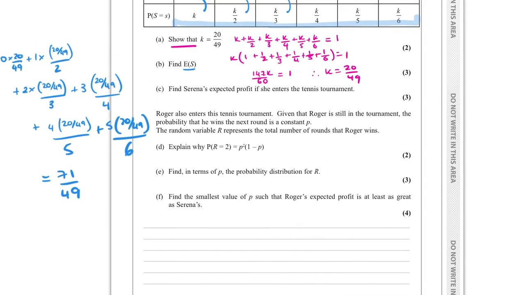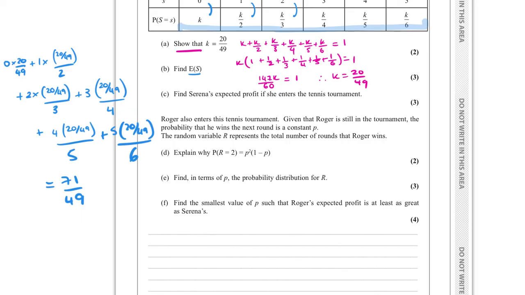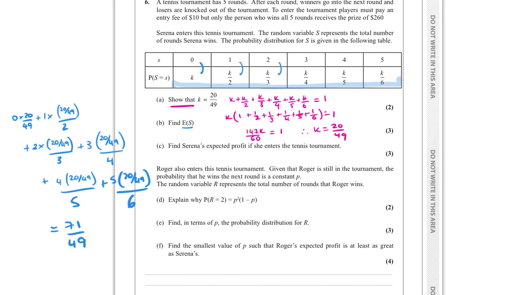Okay, next one. Find Serena's expected profit if she enters the tournament. Okay, so entry fee of $10, but the only person who wins all 5 rounds receives the prize. So what's the probability of her winning all 5 rounds? It's answer divided by 6. So it's 10 over 147. Okay. So 10 over 147 is the probability that she wins all 5, because that's k over 6.